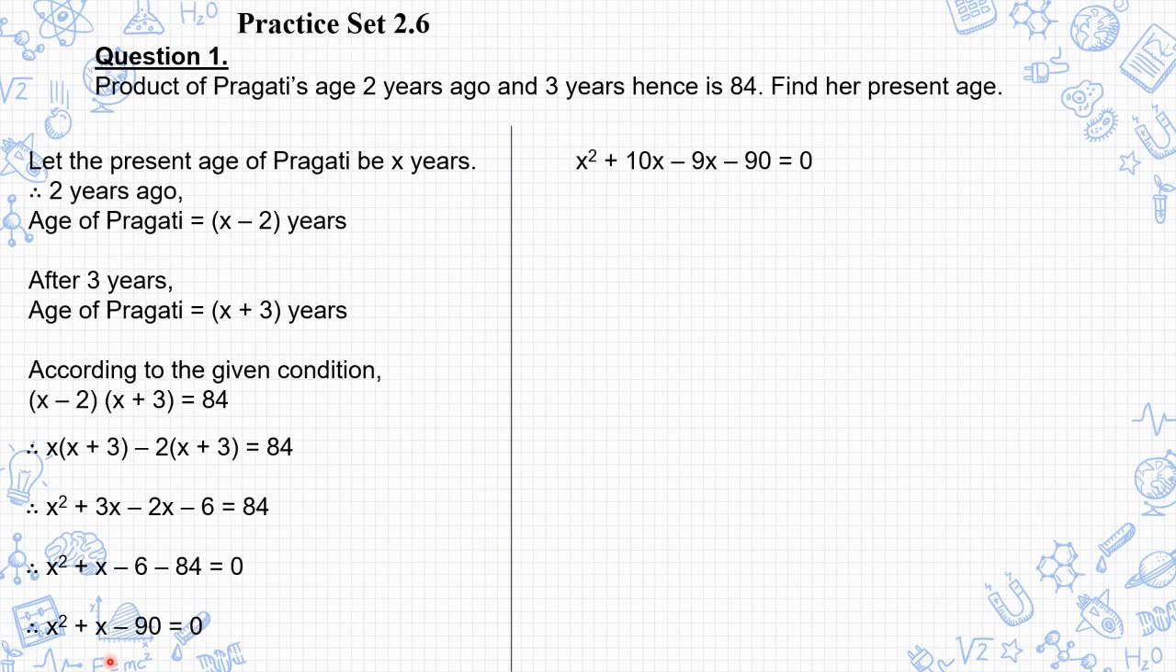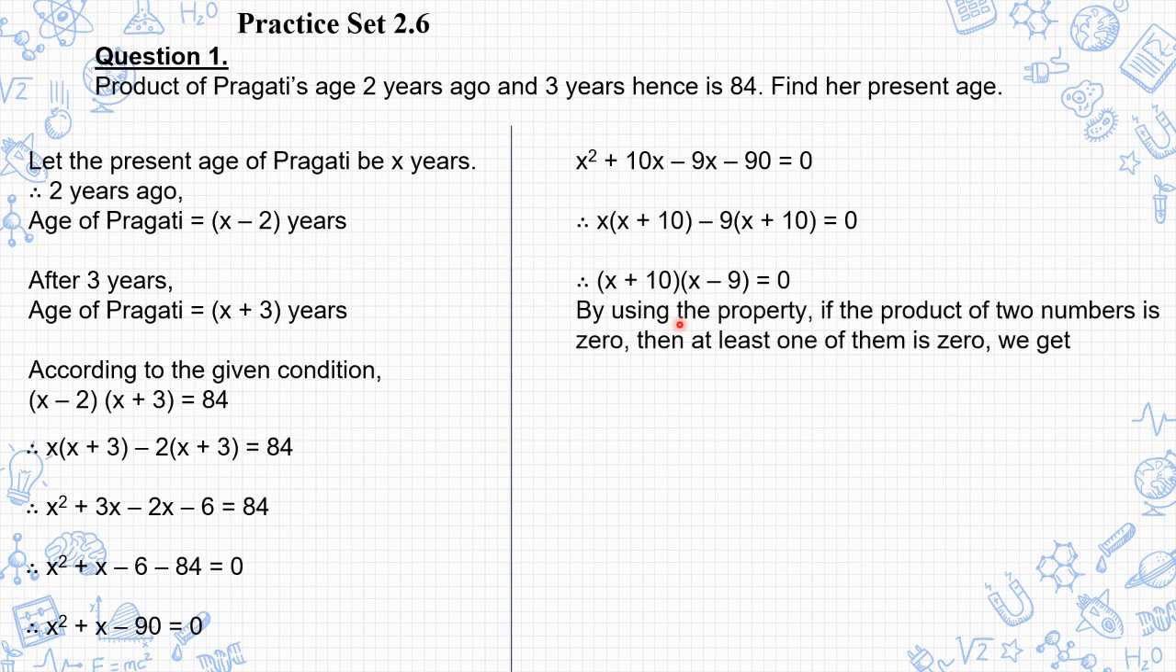So we'll split the middle term, and our two terms would be 10x and 9x. So it is x squared plus 10x minus 9x minus 90 equal to 0. We'll pair it and take out common. So in the first we'll take x common, and the next two terms will take 9 common. So the two factors would be x plus 10 and x minus 9 equal to 0.